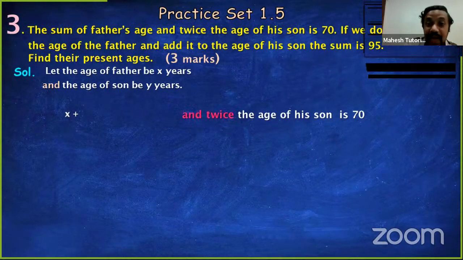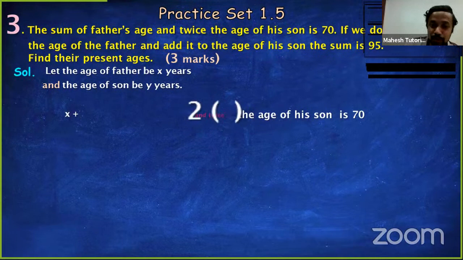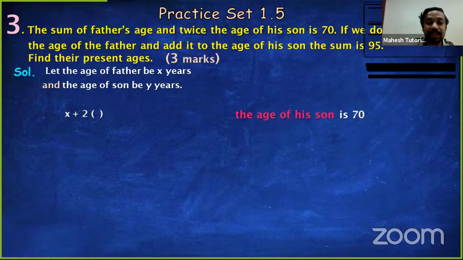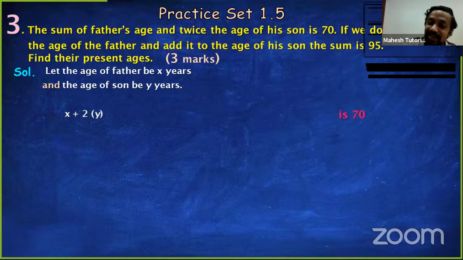Moving further. And twice, students, we had already learned yesterday. What does twice stand for? Very good. 2 into. All right. Now a bracket comes next to 2, which means something will come inside the bracket. Now what is that? The age of his son. Students, can you all tell me what have we assumed the present age of son as? Y years. Perfect. So inside the bracket will come y. And further it has been mentioned as is 70. Tell me students, what does is stand for? Equal to. So it is equal to 70.